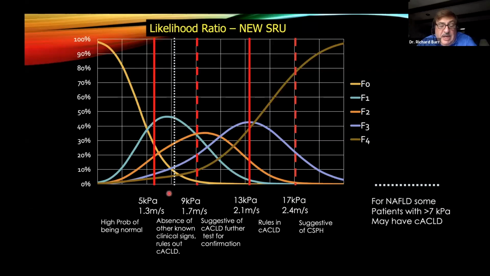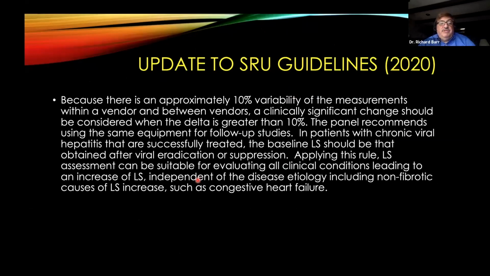This white dotted line: there are some studies in patients that have NAFLD that they may turn to NASH at around 7 kPa instead of 9 kPa. So we put that in as maybe between 7 and 9 kPa in patients with NAFLD, you may want to screen for NASH. Because there is an approximately 10% variability of measurements within a vendor and between vendors, a clinically significant change should be considered when the delta is greater than 10%.